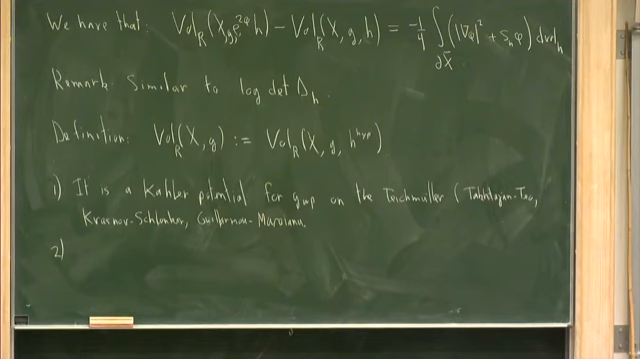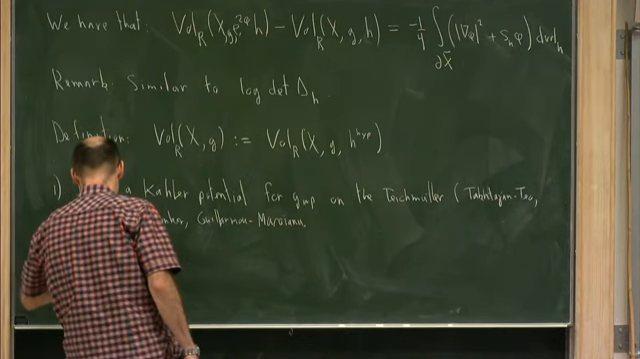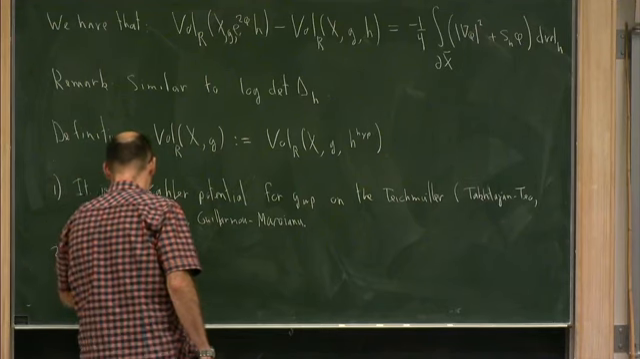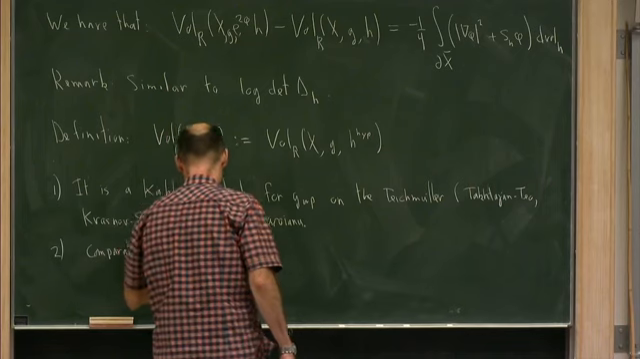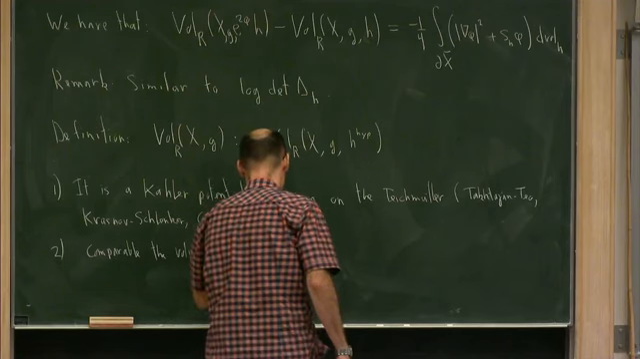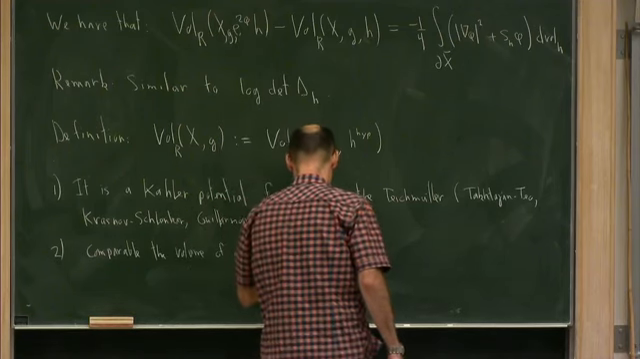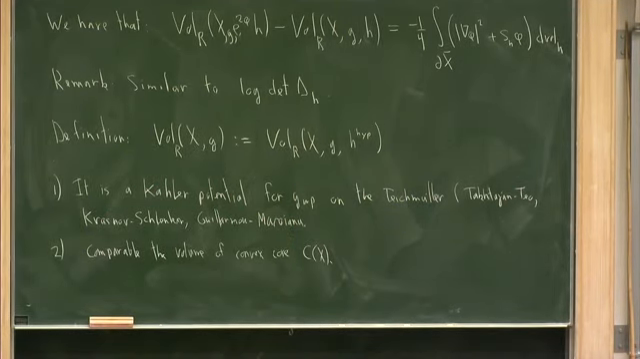Another property is that it's comparable to the volume of the convex core. I think it's a result of Schlenker in the quasi-Fuchsian case, and then there's some result by Bridgeman and Canary more generally.